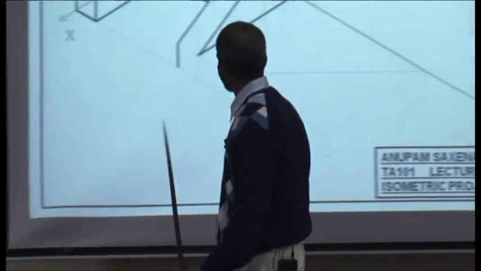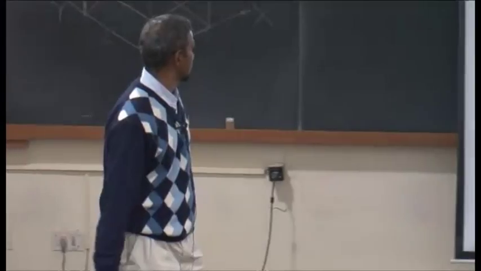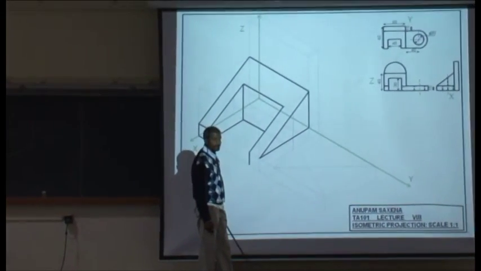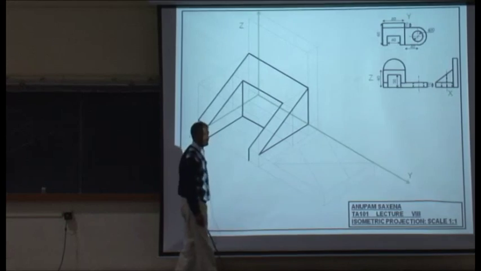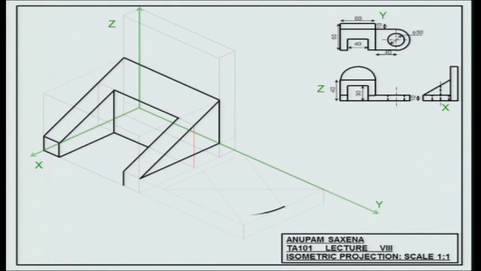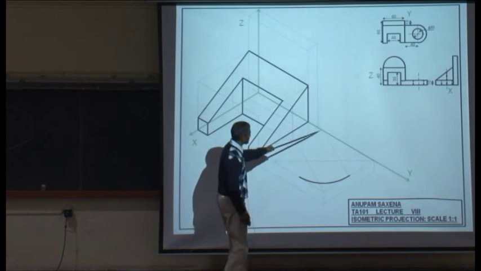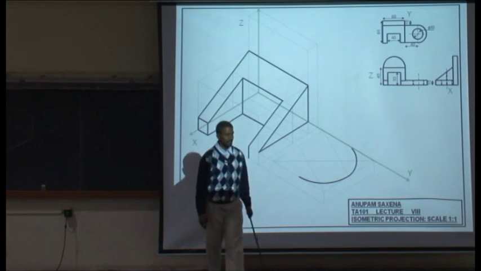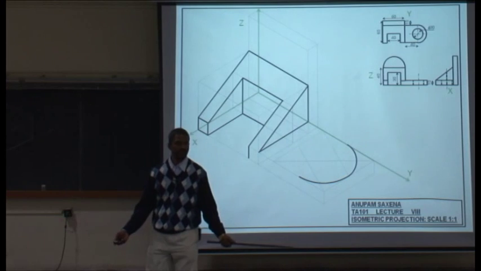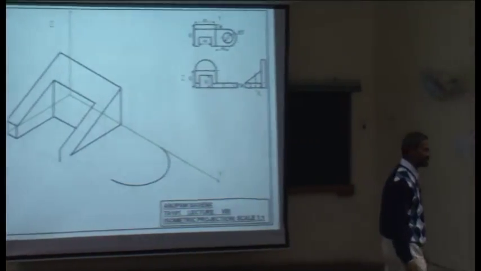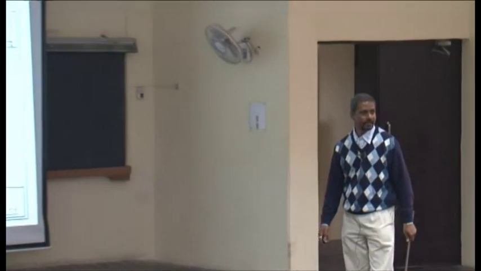Identify the longest diagonal. From this vertex, join the midpoint of this edge. From this vertex, join the midpoint of this edge. You have two centers. You have the third center here, you have the fourth center here. With this as center, this as radius, draw an arc. With this as center, this as radius, draw another arc. Since this is a circular arc, I don't need to draw the entire ellipse, I only need to draw half of the ellipse. The rest I can join using straight lines with the main part.